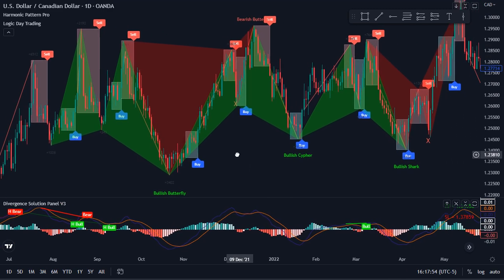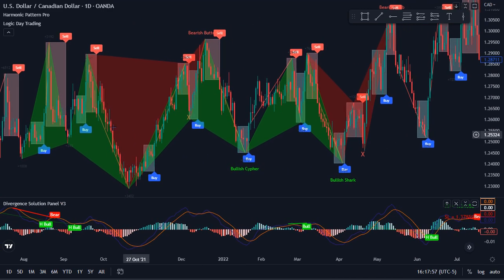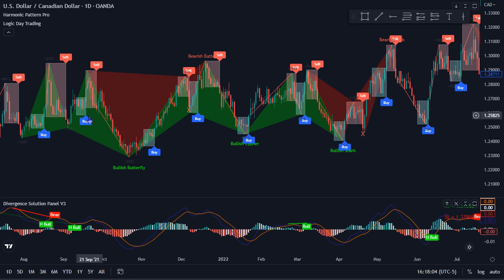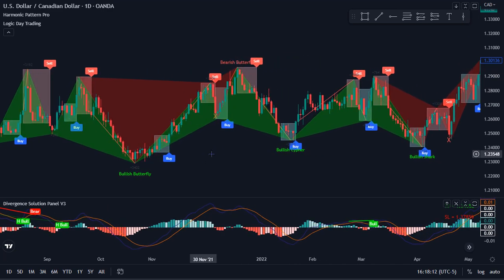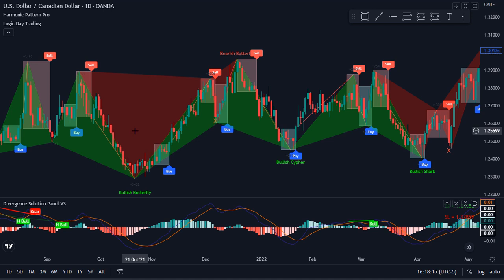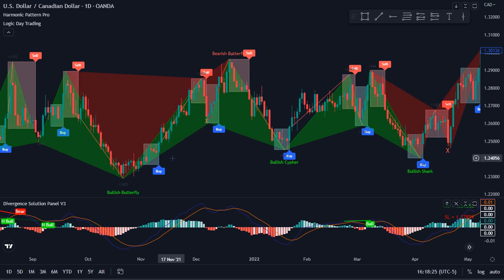And we're just going to go through, as we can see here, lots of harmonic patterns forming over all of this price action here. I mean, numerous, 4 or 5 right back to back. And so we're going to use that, pairing the Logic Day Trading indicator and Divergence Solution panel to just kind of interpret, not necessarily entries, but just to validate the direction of the patterns.